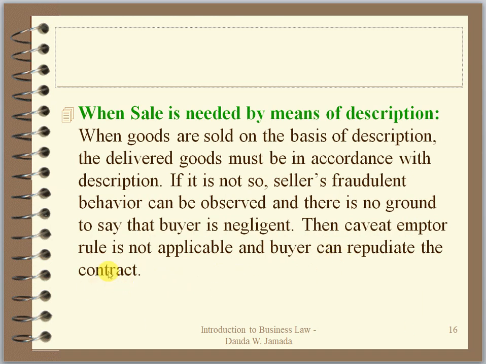Sometimes the buyer will come to your shop and say, I want to have this type of product. Then the buyer gives the description of the good that he or she wants. At this moment, when the description is provided, you as a seller are supposed to obey the buyer's description, and you have to make sure that you give exactly what the buyer wants.